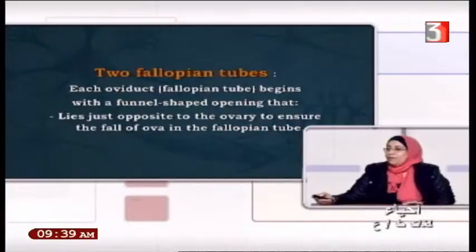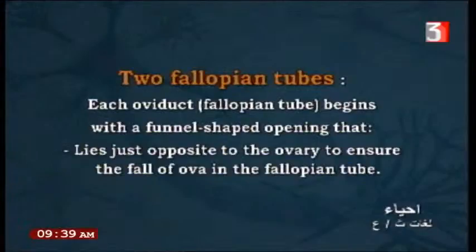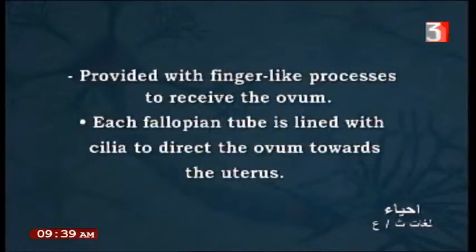What are the two fallopian tubes? Each fallopian tube is funnel shaped, like a funnel. This tube can pick up the ovum from the ovary and push it inside the fallopian tube to go inside the uterus. Okay, this is the structure of the fallopian tube, provided with finger-like processes. These fingers contain cilia, which receive the ovum, and each fallopian tube is lined with cilia to direct the ovum toward the uterus.